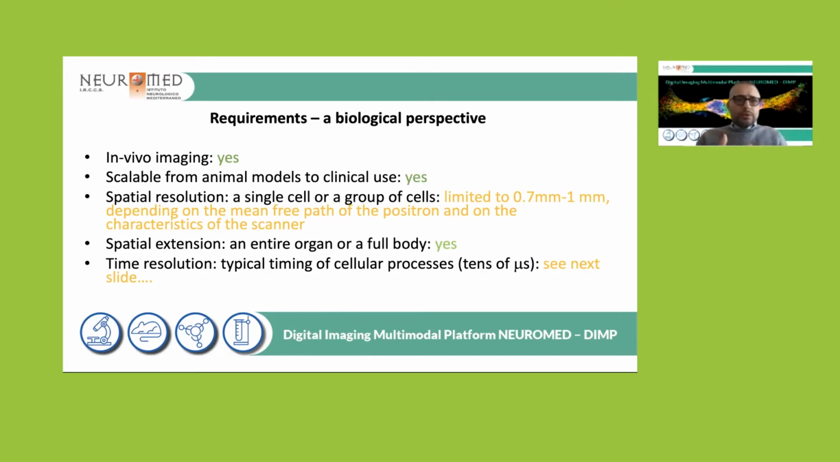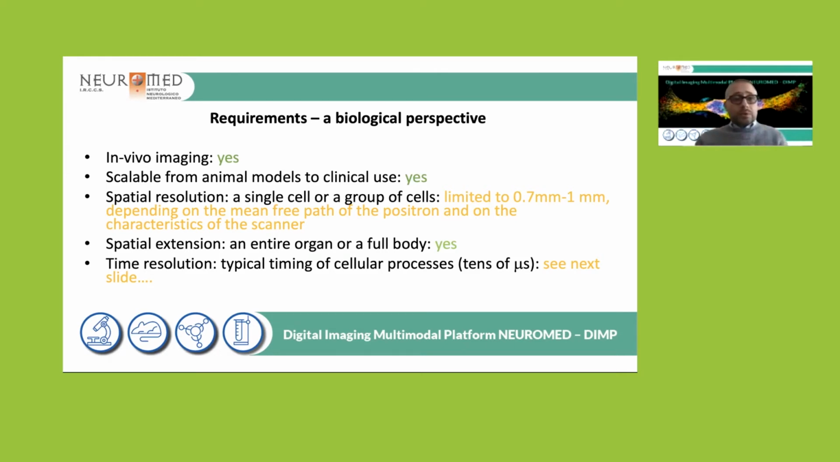So in vivo imaging, yes. Scalable from animal models to clinical use? Of course, yes. We have tracers for that. Spatial resolution? Single cells or a group of cells? No. With positron emission tomography, you may think to be limited to 0.7 to 1 millimeter, depending on the mean free path of the positron and on the main characteristics of the scanner. Spatial extension? Yes. Entire organ or full body.